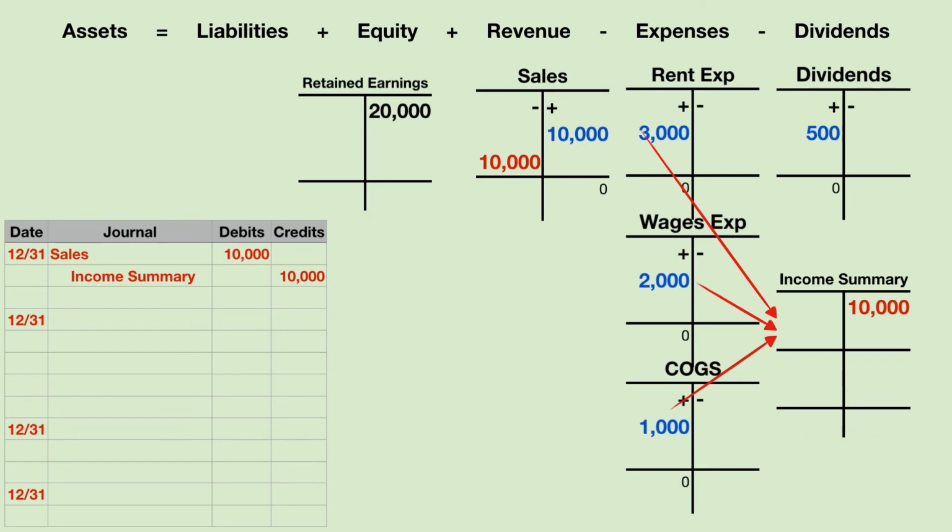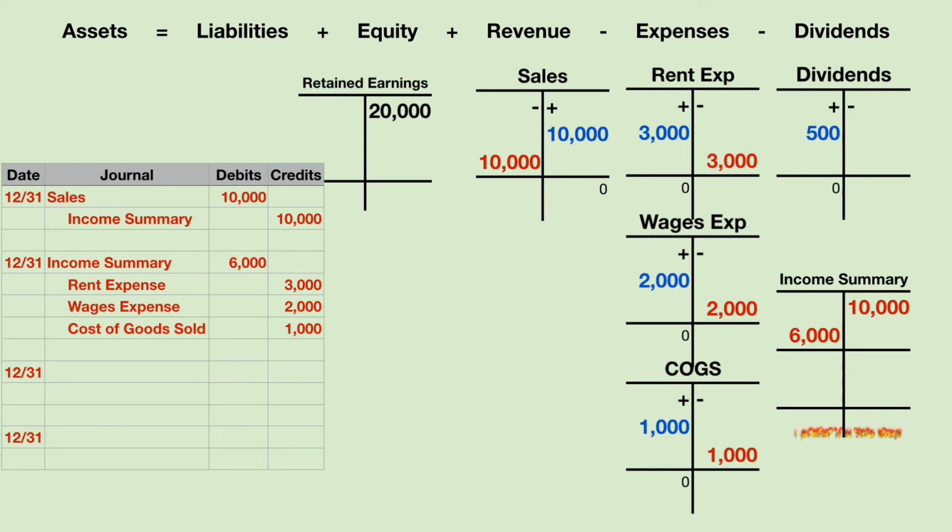The next thing we're going to do is we're going to transfer all the expense accounts to income summary. We're going to close all of the expense accounts. We're going to have to credit each of those expense accounts and debit income summary. So here we have inserted these red credits to all the expense accounts. They add up to $6,000 on the credit side. So we must debit income summary for $6,000.